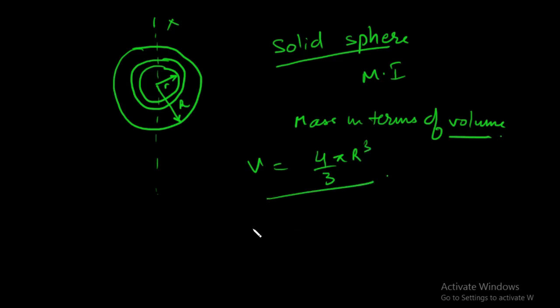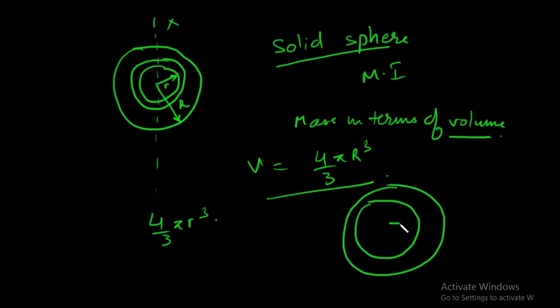Now what is the volume of this shell? I want to know the volume of this spherical shell. The volume of a sphere is 4 by 3 pi r cube in general. In this sphere, there are two concentric spheres. One has a radius r and one has a radius r plus dr. This is r. So, how do we find the volume?